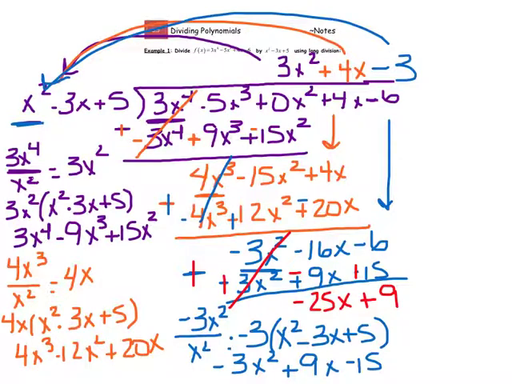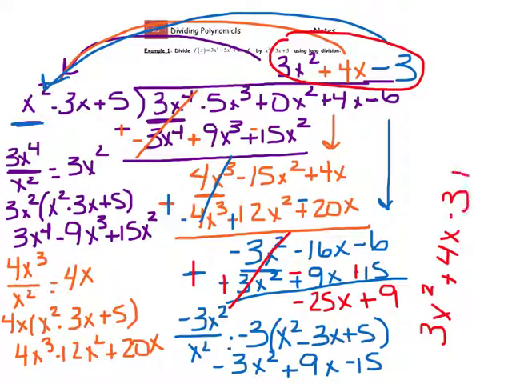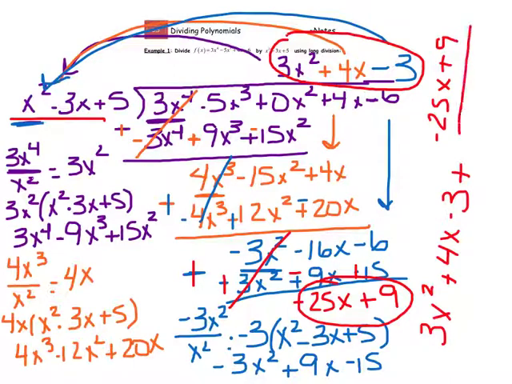All right, so now we have to write our answer, and it has to be in this form. So you're going to take this. You might have to turn your head a little bit, but I'm going to write my 3x squared. I'm out of room, so I'm going to write it this way. Plus 4x minus 3, and then I'm going to add my remainder over my divisor. So negative 25x plus 9 all over x squared minus 3x plus 5.